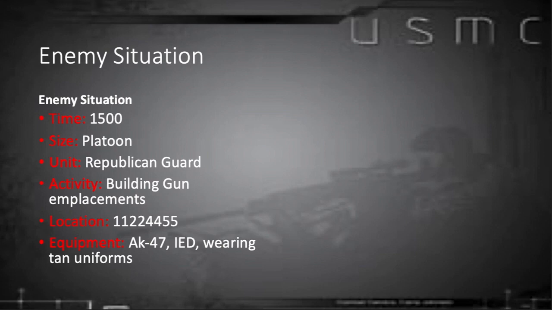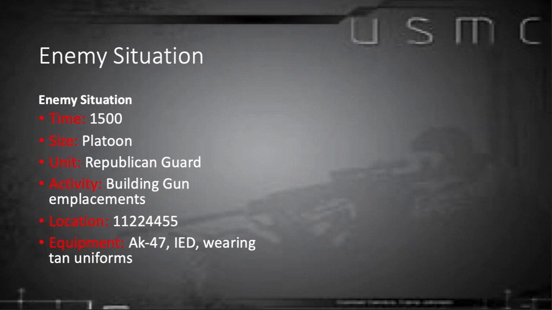All right, so you can see here I put an example for you. Time starts with 1500. The last time we saw the enemy was at 1500 hours. They were a platoon-sized element of the Republican Guard. It's important to know that they are the Republican Guard because this is an elite unit, right? If we were just facing some regular unit, we want to know the difference, okay? Who are we up against? So in this scenario, Republican Guard. The activity is building a gun emplacement.